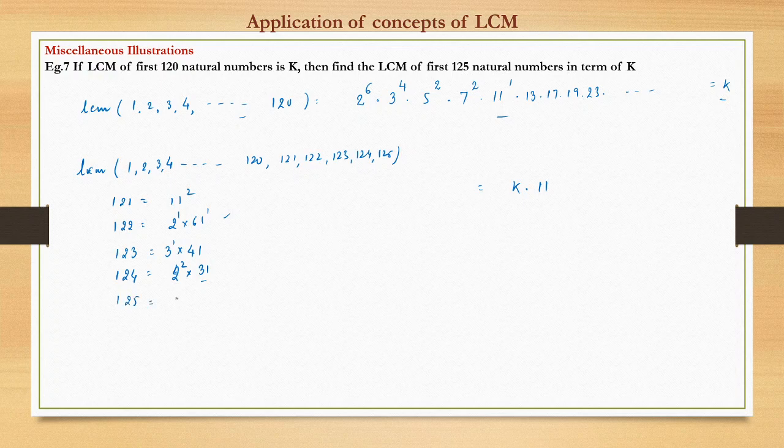Then 125 is 5 raised to power 3. In K we have the maximum power of 5 as 2 only, but with the addition of 125, the LCM would have an index of 5 as 3. So we will also multiply K with 5. So the new LCM, the LCM of 1, 2, 3 till 125, would be 11 times 5, which is 55, times K, where K is the previous LCM of 1 to 120. This is actually based on the basic concept of LCM: how do we calculate LCM? That way we can do this.